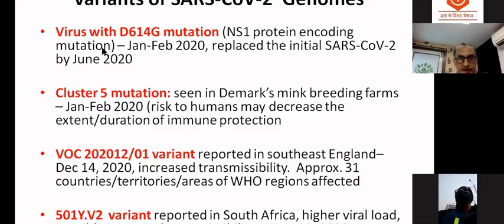So this is the virus with the D614G mutation. This is the mutation which is circulating in most parts of the world. Most of the viruses are having this mutation. There is also an NS1 non-structural 1 protein encoding mutation, but it is not really that pathogenic.